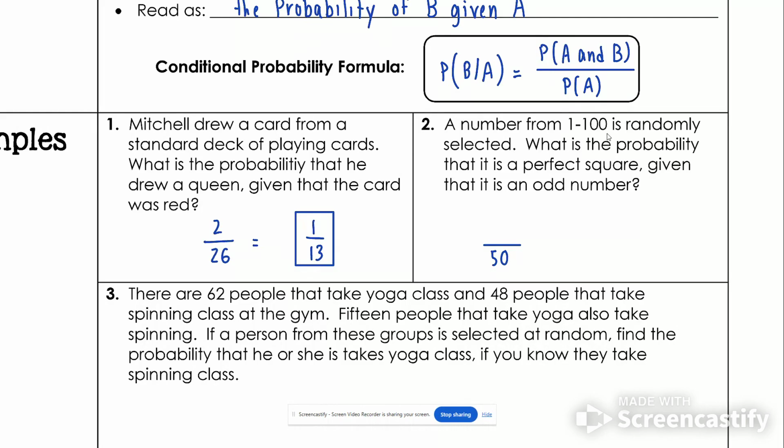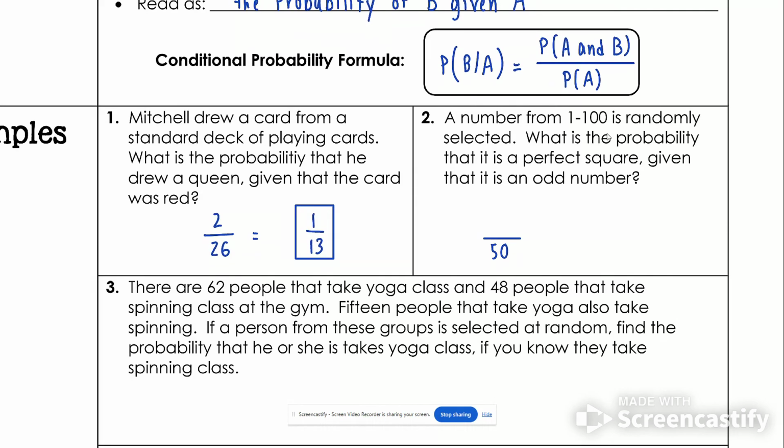Now, if I do all my perfect squares from 1 to 100, it's very simple. It's 1, 2 times 2 is 4, 3 times 3 is 9, 4 times 4 is 16, 5 times 5 is 25, 6 times 6 is 36, 7 times 7 is 49, 8 times 8 is 64, 9 times 9 is 81, and 10 times 10 is 100. There they are. However, am I counting all those? No. It says, given that it is an odd number.